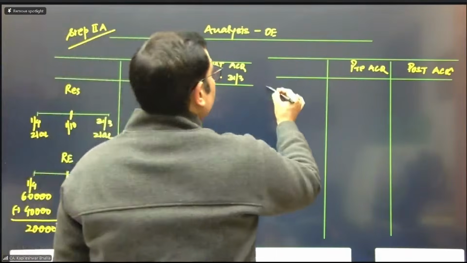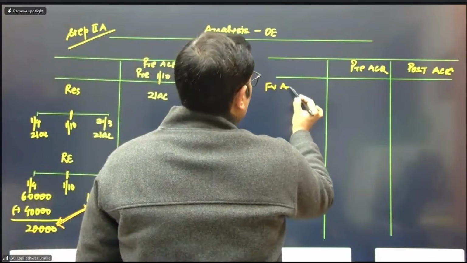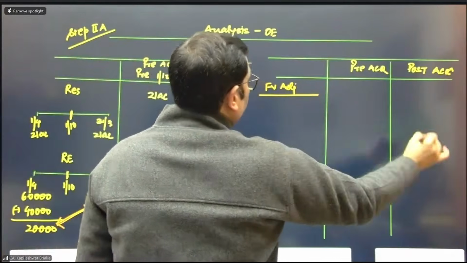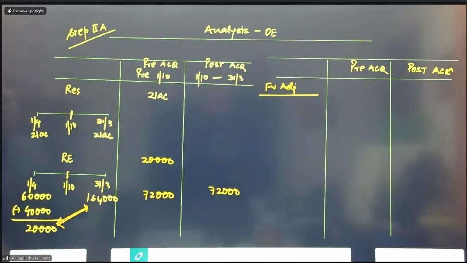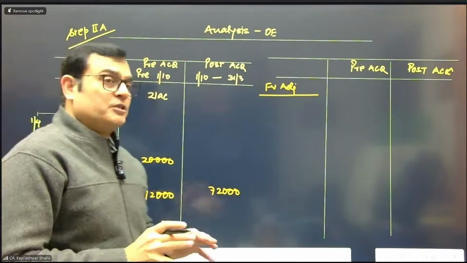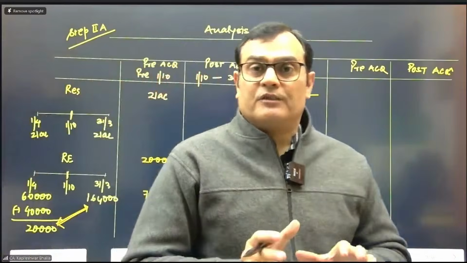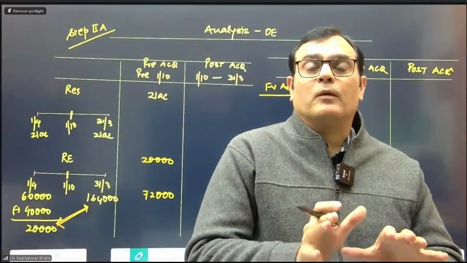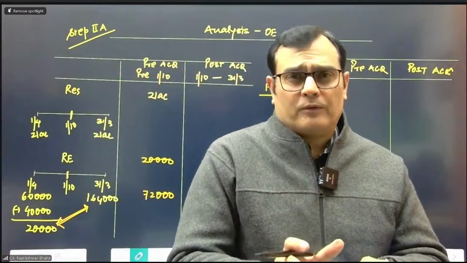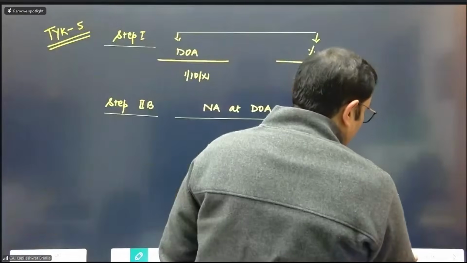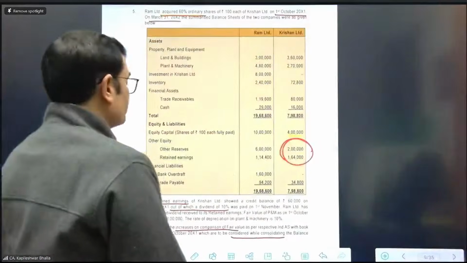Focus number 2. Now we need to consider the fair value adjustments given in the additional information. See, if you start thinking in chronological order, that these are the focus points, and you pick them one by one, you cannot go wrong. Let's go back to the balance sheet to see the fair value adjustments.